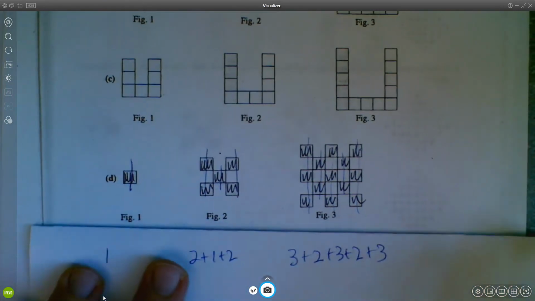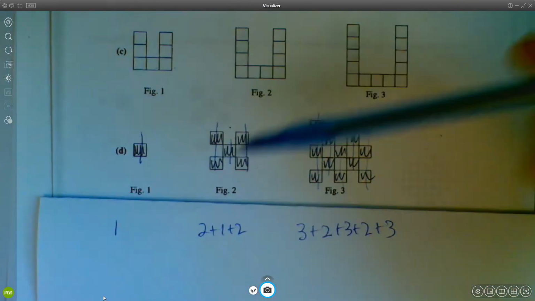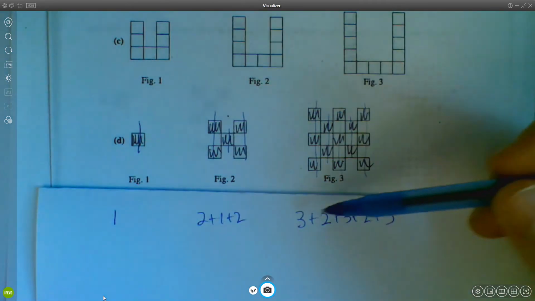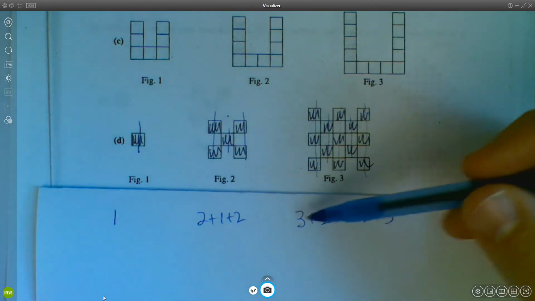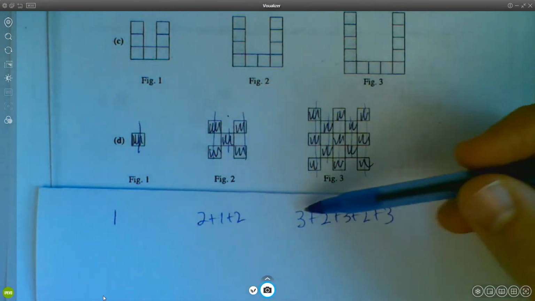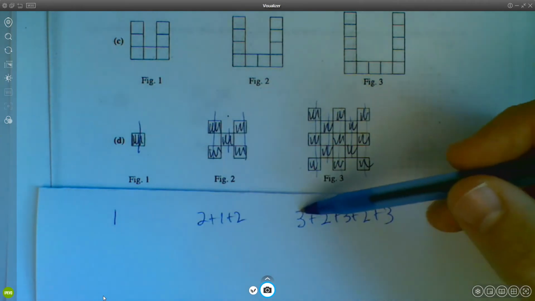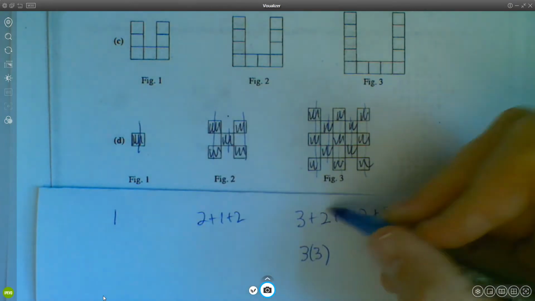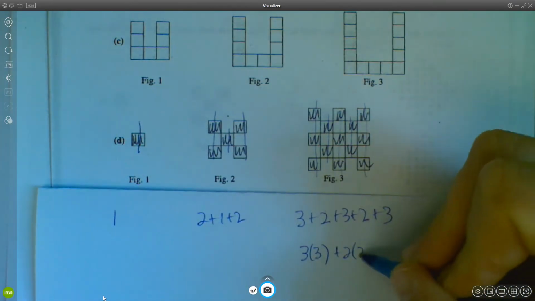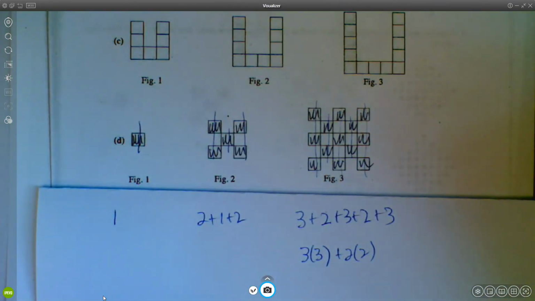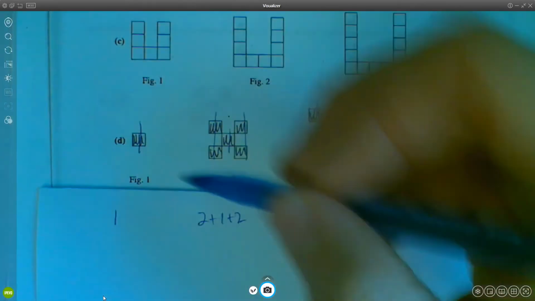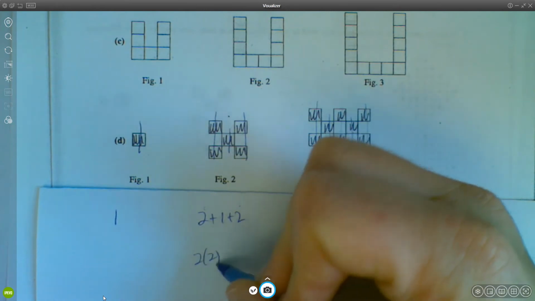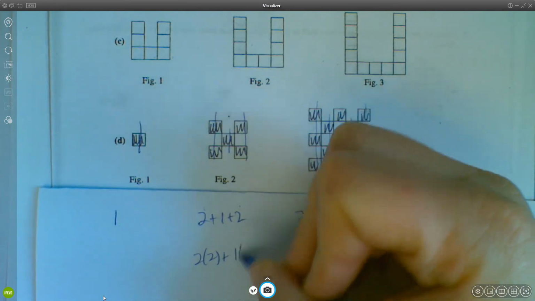because we want to be able to come up with a closed form. However, if I go back and try to express this in terms of multiplication now, instead of calling it 3 plus 2 plus 3 plus 2 plus 3, what if I just call it 3 times 3, because there's 1, 2, 3 threes. If I call it 3 times 3, and then I call it 2 times 2. Okay, so that's not bad. And if I go back to figure 2, then I can call it 2 times 2 plus 1 times 1.